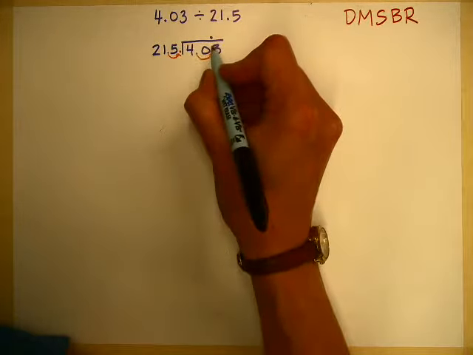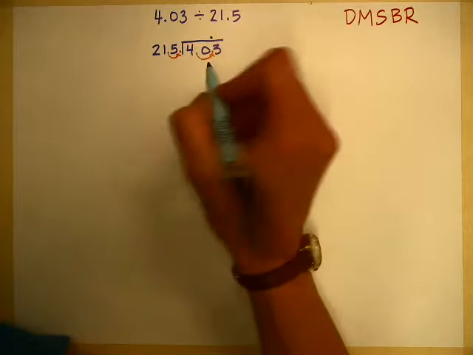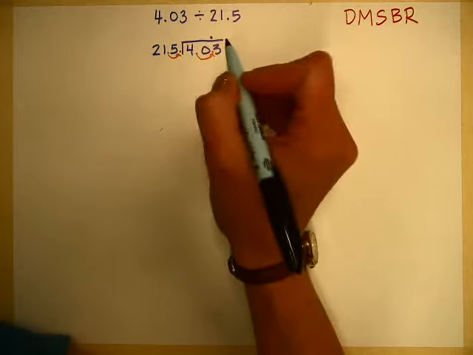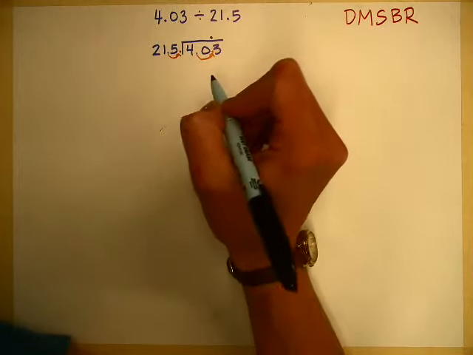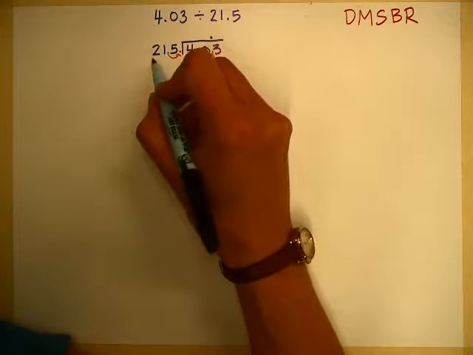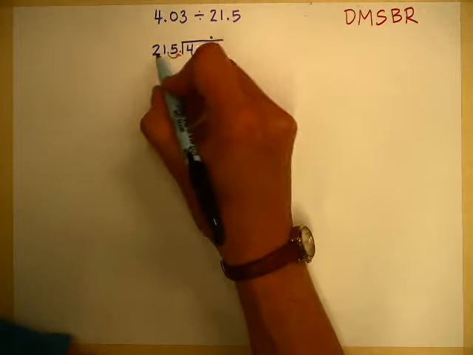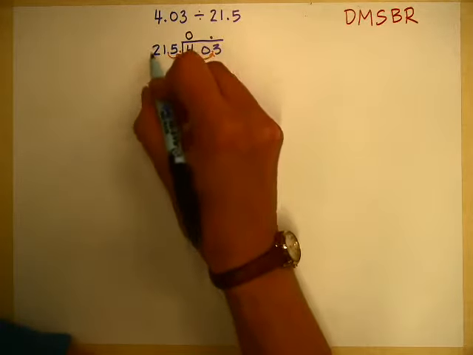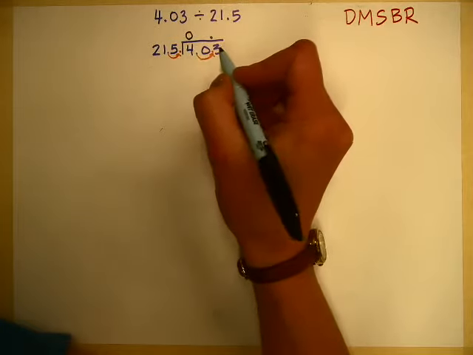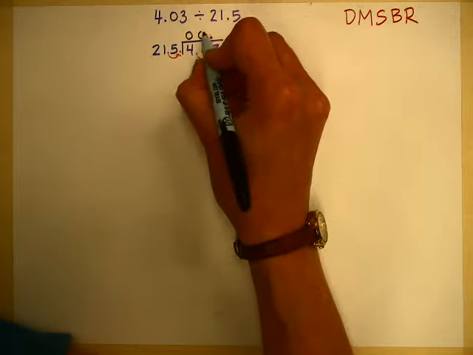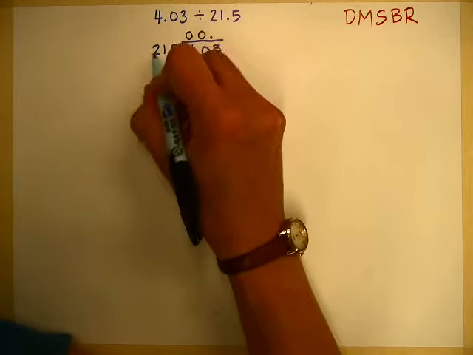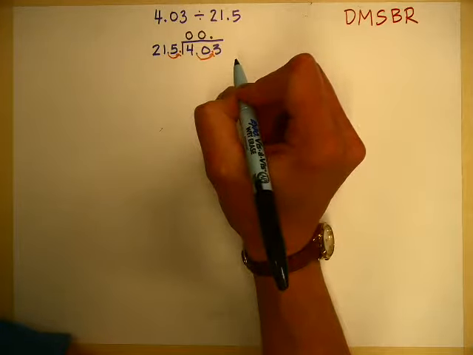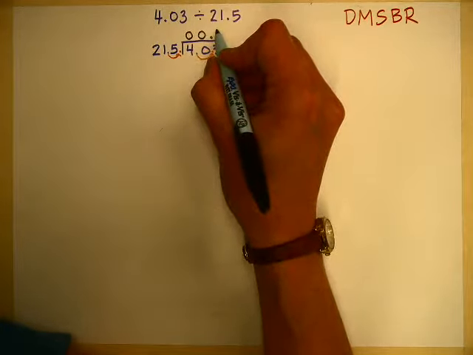Okay, so now my decimal is going to go right up here. You just bring it straight up from where you put it, and I'm going to say, okay, now I have 215 and 403. I'm going to try to ignore the decimals right now. I already have my decimal there. So first I'm going to say, okay, does 215 go into 4? It doesn't fit into 4, so I'm going to put 0. Does 215 go into 40? It doesn't fit into 40, so I'm going to put 0. Does 215 fit into 403? Yes. And probably only one time.